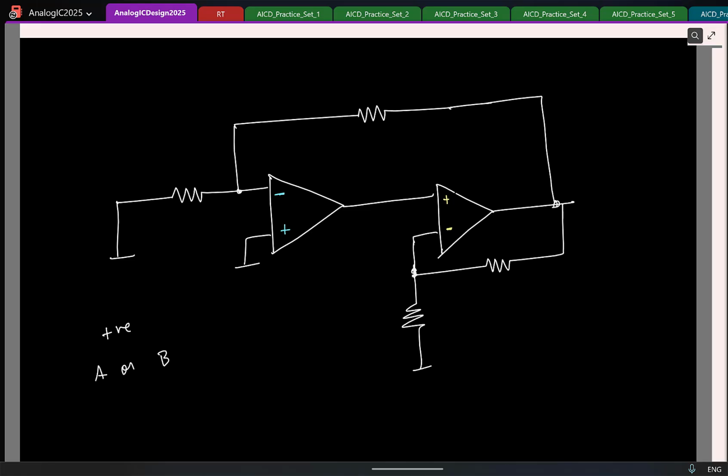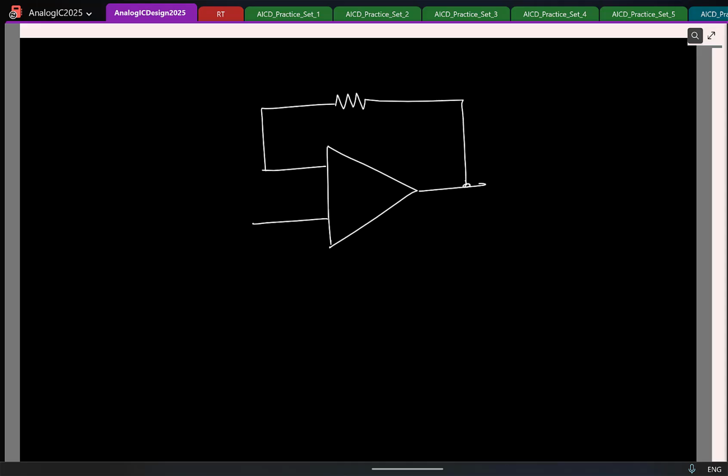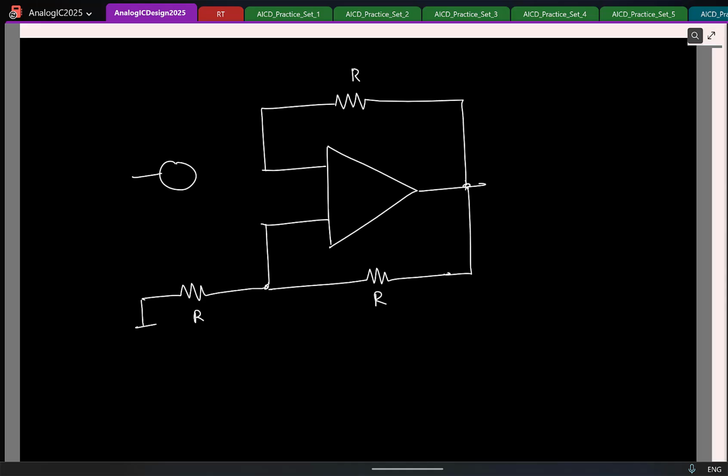So let me show you one more example. Let us say, it doesn't matter, let's say I have an input current here.